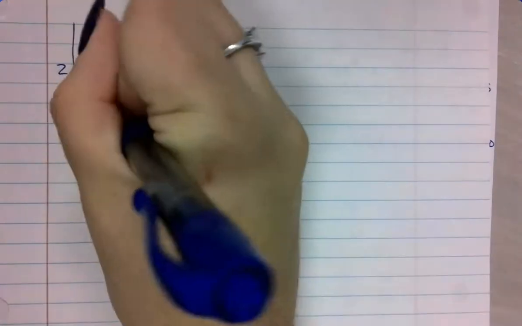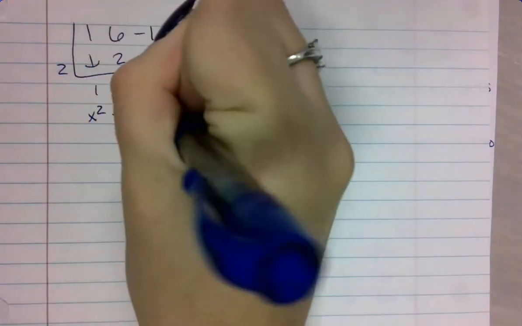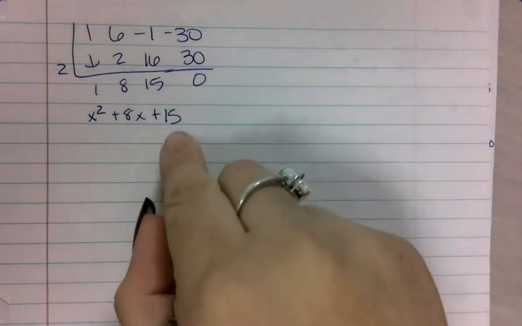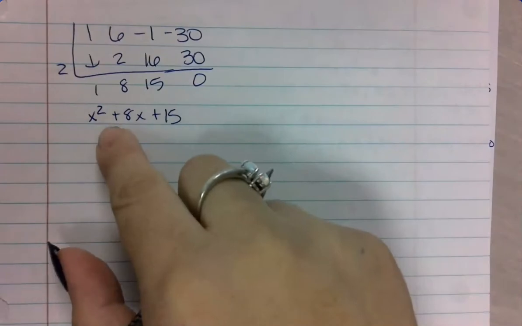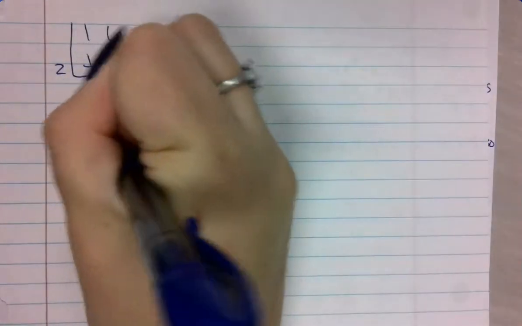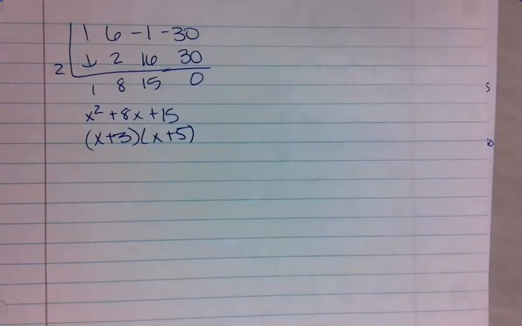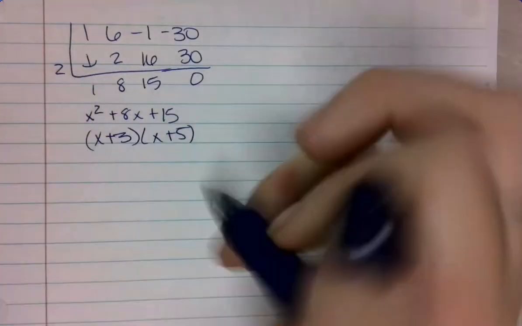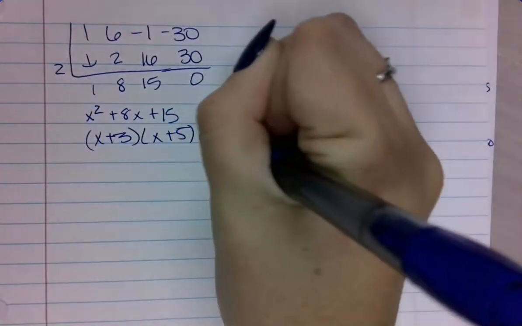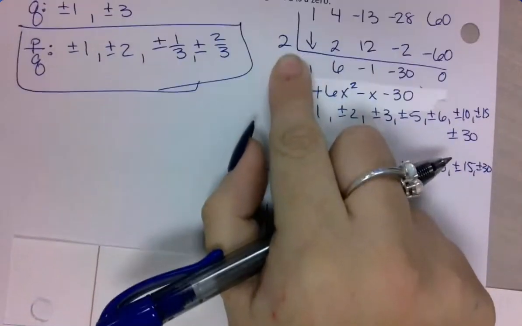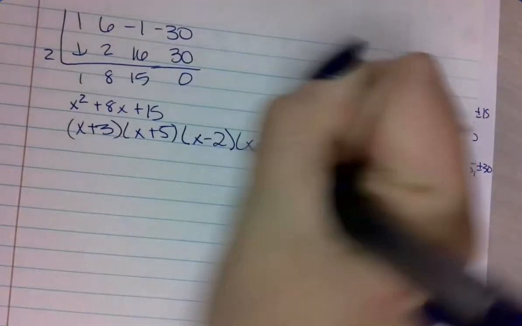Now it's x squared plus 8x plus 15. I can factor this by looking at the end. I'm looking for what multiplies to 15 and adds to 8. This is positive 3 and positive 5. Then I need to write back all of my factors that I found that worked. So this 2 worked. Remember, I changed the sign, so it's going to be x minus 2. And if I looked at the very first one that worked, it also was a 2. So I want to have 2 x minus 2's in my final answer.